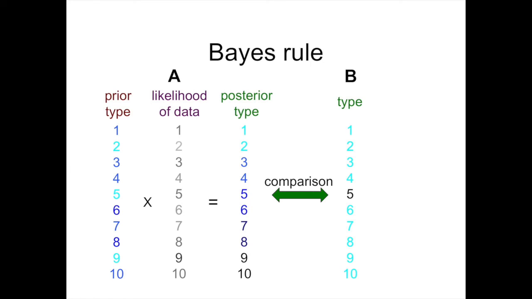I think that's it for the math here. But that's Bayes' theorem. You start with some initial belief, you see data, you update it through a likelihood function, you have new belief or a new type, and then you can make a comparison in order to get some sort of a statistic.